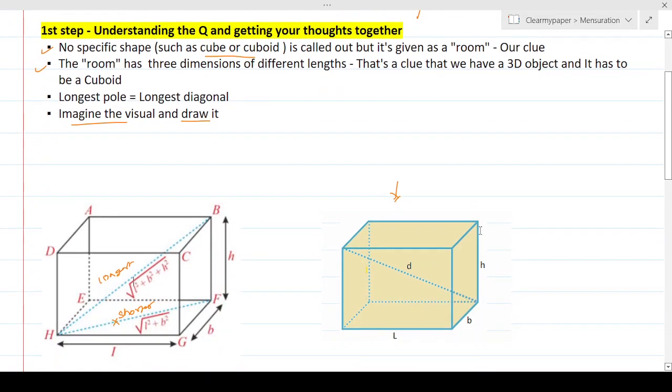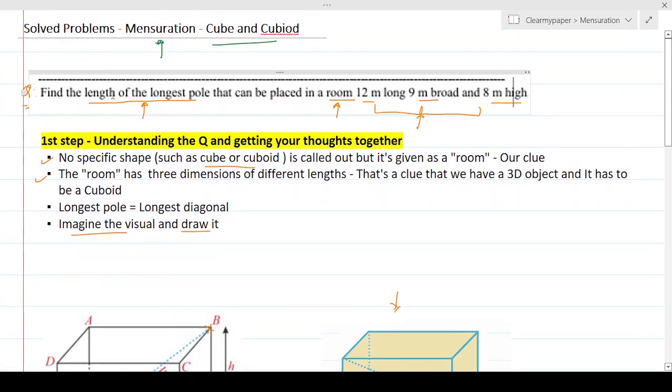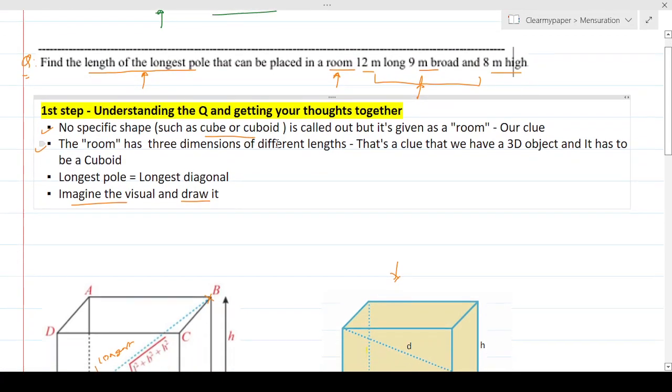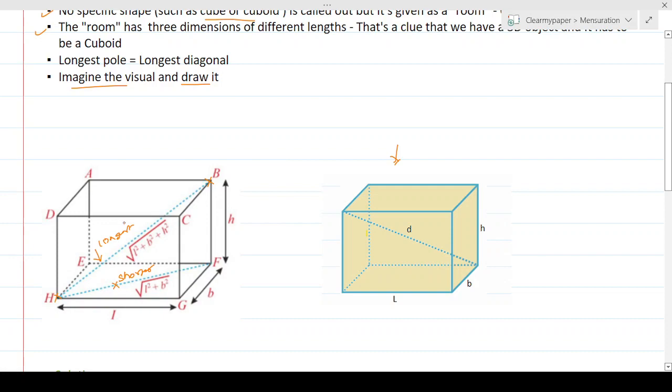Obviously, if you are going to place a pole inside this box, which is in cuboid shape, this is the longest length that you can place. You cannot place anything longer than this, because it extends from one vertex at the bottom of the cuboid all the way to the diagonally opposite vertex on the top side. That's the longest length you can have. So you can conclude that the length of the longest pole is nothing but the length of the longest diagonal. That means we have to calculate this.